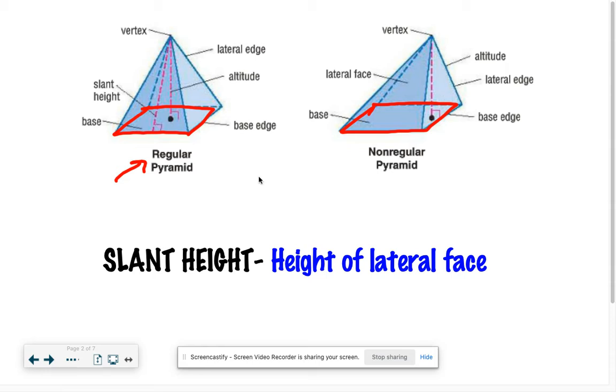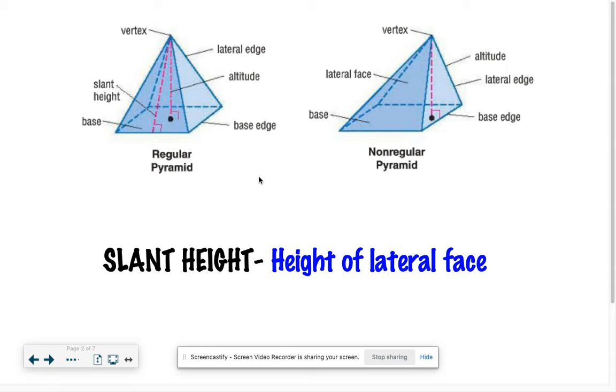So what's nice about a regular pyramid is that once you find the base area, you just have rectangles that build it up that are all the exact same. Whereas for a non-regular pyramid, since your base is all different sizes, like the side lines, that means all the triangles that build up your pyramid would be different. We don't see a lot of those, but just know that's something that happens.